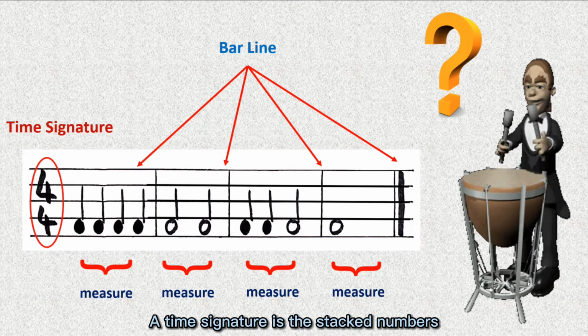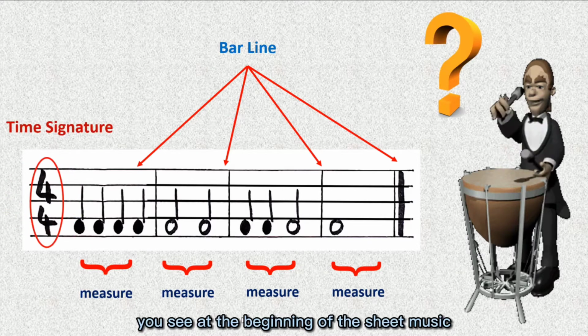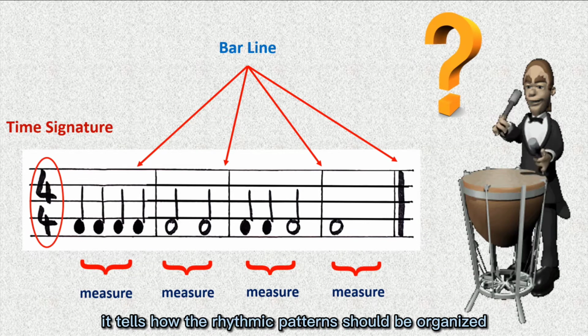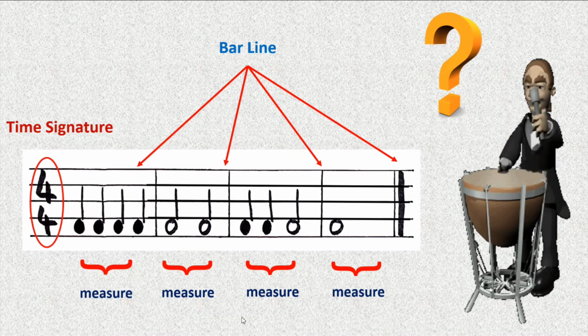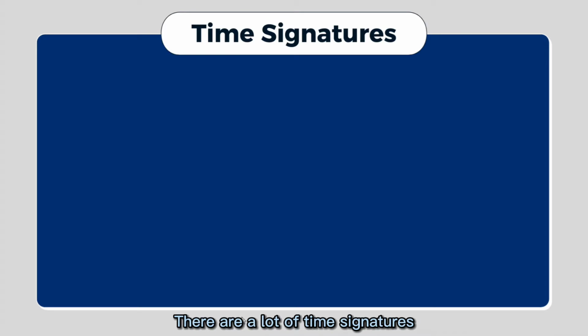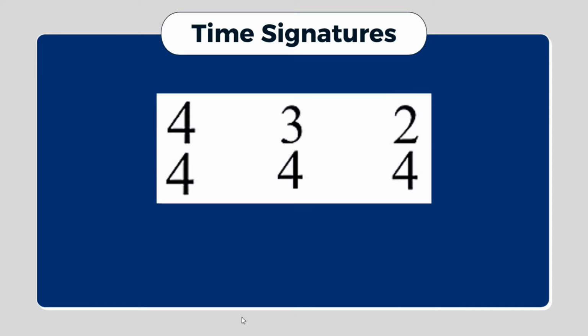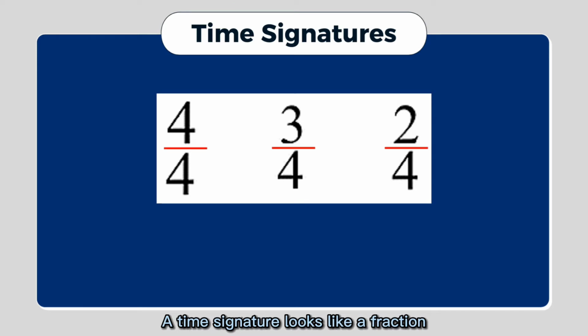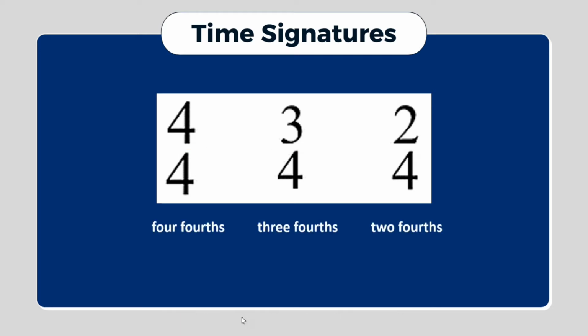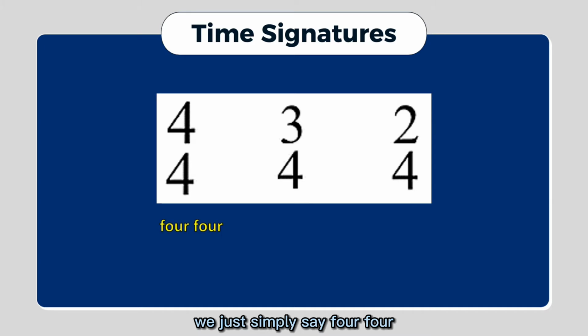A time signature is the stacked numbers you see at the beginning of the sheet music. It tells how the rhythmic patterns should be organized. There are a lot of time signatures, but we will talk about the most common time signatures, namely the 4/4, 3/4, and 2/4. A time signature looks like a fraction, but it doesn't have the bar between the upper and the lower number. And instead of saying "four over four, three over four, and two over four," we just simply say "four four, three four, and two four."